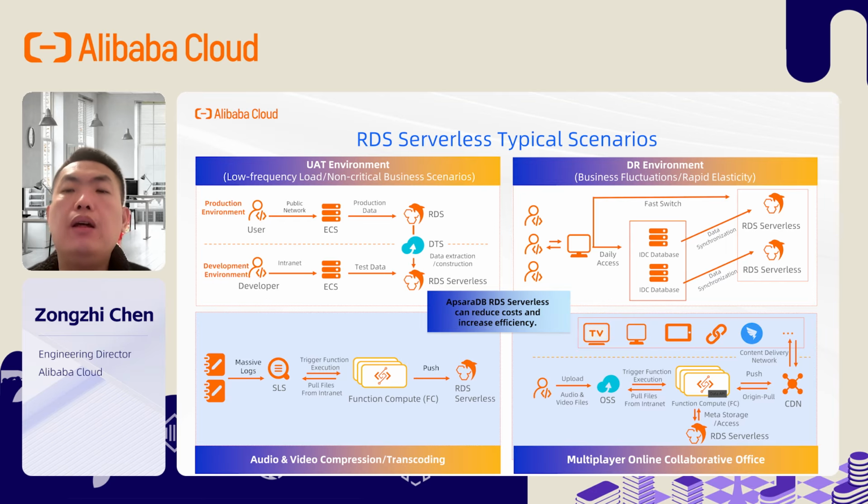And when an accident happens, you can switch from your IDC instance or your other region instance to the serverless RDS instance. When your RDS service instance gets the traffic, the instance will scale up from 2 RCU to 16 RCU or more. And the third usage is audio and video compression and transcoding with FC compute. We can see some usage in the FC computer. And then the fourth usage is the multiplayer online collaborative office with FC compute.